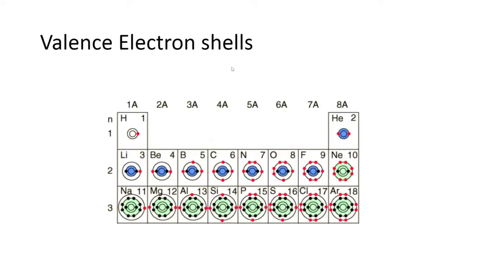Valence electron shells. So over here we notice that as we move from left to right on the periodic table, our valence electrons are increasing. And we notice that when we go from helium to lithium, the first shell can only hold 2 electrons, but then when we go from lithium to neon, the second shell can hold 8 electrons, and the same thing when we go from sodium to argon. The third shell can also hold 8 electrons.